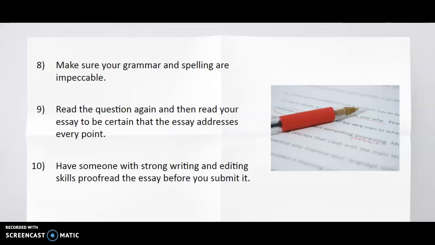Number 9 says read the question again and then reread your essay to be certain that the essay addresses every point. This goes back to number 4 and 5. So what does it require for the instructions, and are you elaborating? So with this one, what I highly recommend is consider who your audience is. Is it a local scholarship essay? Is it a national one?